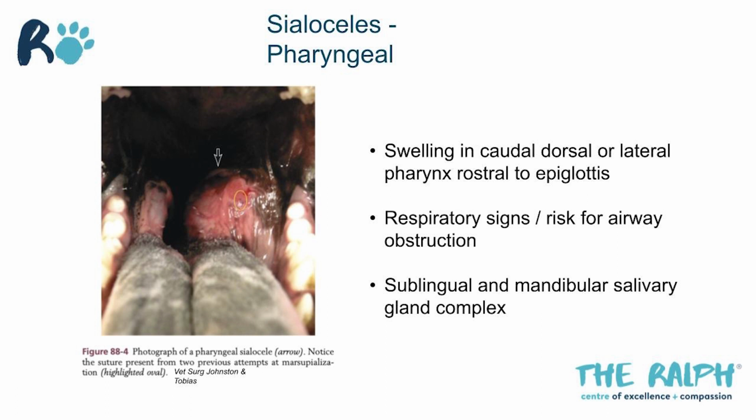A relatively uncommon type of sialocele is a pharyngeal sialocele. So you will have swelling at the pharynx, rostral, cranial to the epiglottis. The typical presentation will be respiratory signs. So the patient will have dyspnea, stridor or stertor, depending on how big it is. If it's very big, the patient is at risk of airway obstruction.